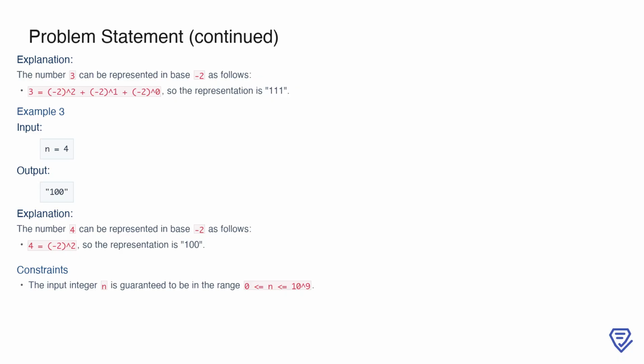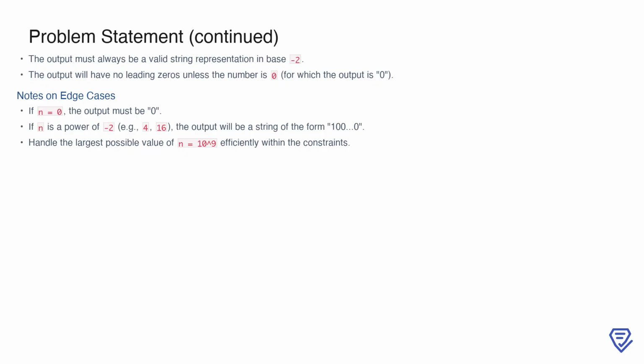The constraints ensure that the input n will always be within the range of 0 to 10 to the power of 9, so our solution must handle this range efficiently. There are a few important points to keep in mind for this problem. First, the output must always be a valid base -2 string representation. This means it should not have any leading zeros, except in the special case where n is 0. In that case, the output must be exactly 0.